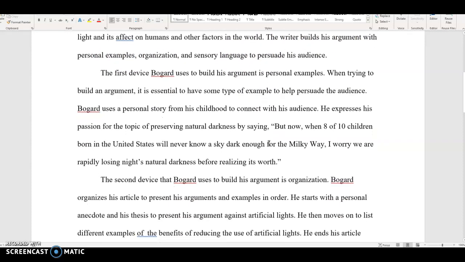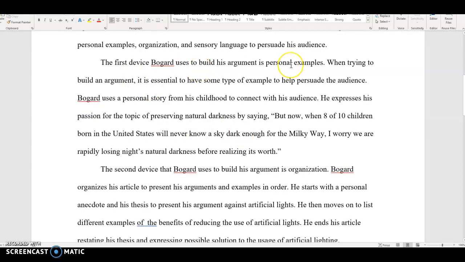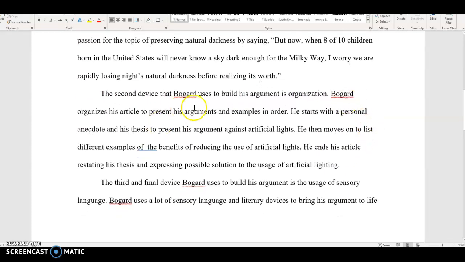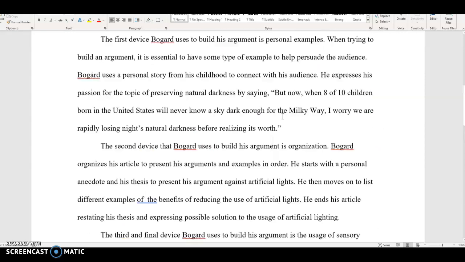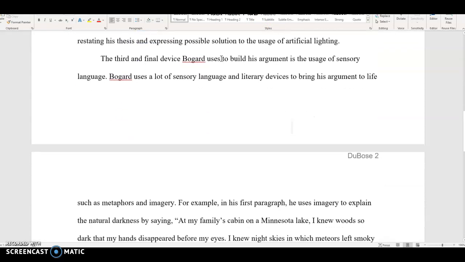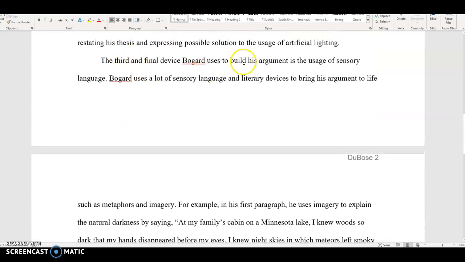Okay. So the first device he uses to build his argument is personal examples, and she kind of lists them there. Okay. Organization, all the way down here. The second device that Bogard uses to build his argument is organization, and she kind of goes through that he uses article to present his argument and examples in order. I think that's pretty cool. This one, by the way, received an 18. Okay, sensory language is another one. All right, so let's go down here. The third and final device Bogard uses to build his argument is the usage of sensory language.